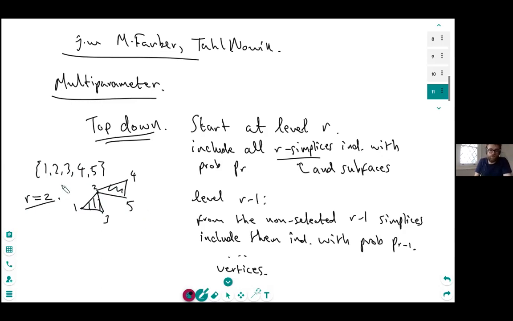2, 4, 5. So this is at the first stage. And then at the second stage, from those edges that aren't already included, I now include them with probability P1, to say we'll have the same thing as before. And now we can have some other edges. So let's say this edge gets added and this edge gets added. And then at the final stage, so say if our initial set was actually 1, 2, 3, 4, 5, 6, 7, at the final stage, now we can add in vertices that haven't already been selected.